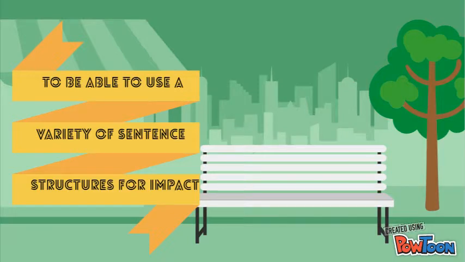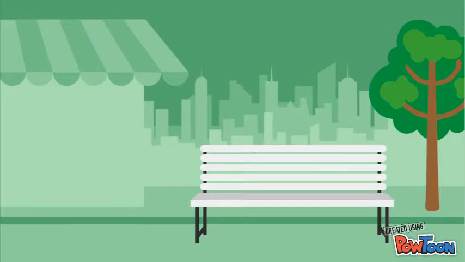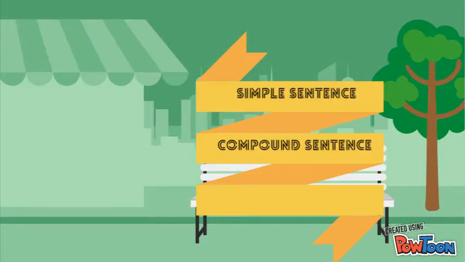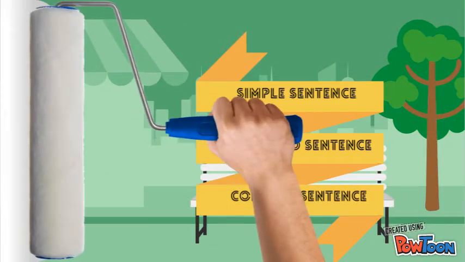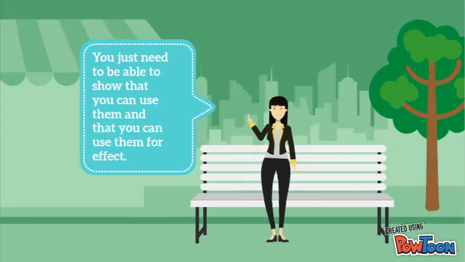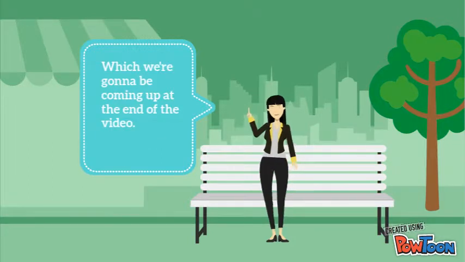So our learning objective is to be able to use a variety of sentence structures for impact. And that means just 3 simple kinds of sentences. So the 3 simple sentence types I've mentioned are called simple sentences, compound sentences, and complex sentences. Now you don't really even need to remember the names of these 3 types of sentences. You just need to be able to show that you can use them and that you can use them for effect, which we're going to be coming up at the end of the video.